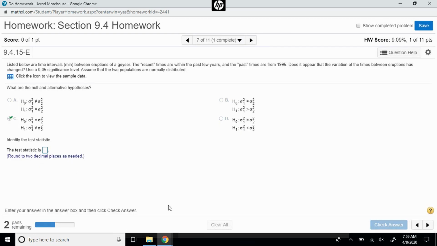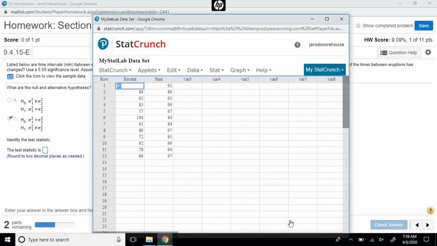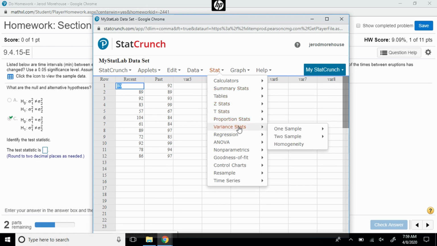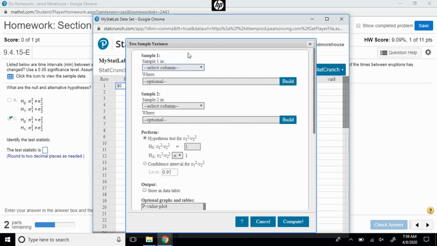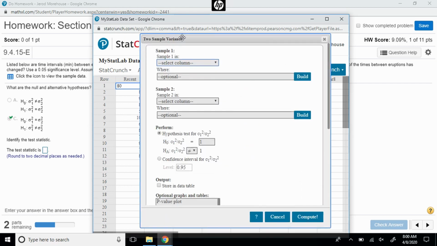Right now it asks for the test statistic. So I'm going to go to the data that I opened up in StatCrunch. I'm going to say stat, variances, two sample, but here I have the data. So I'm going to say with data. On the previous problem, we had to be careful which one was sample 1 and which one was sample 2 because sample 1 needs to have the larger variance. When they give you the data, the computer's going to go ahead and figure out which one's larger and put it on top automatically for you. So we can just indicate that sample 1 is recent and sample 2 is past.